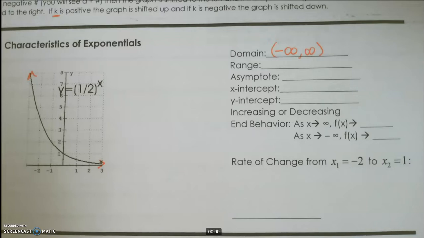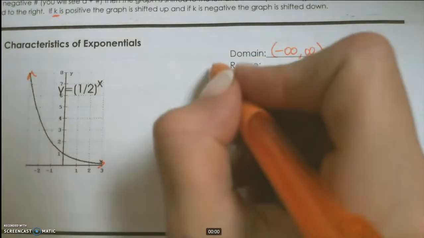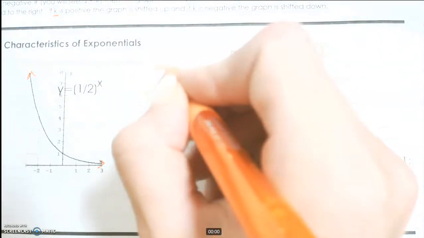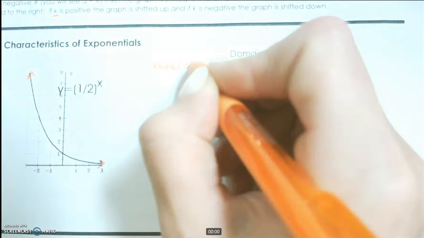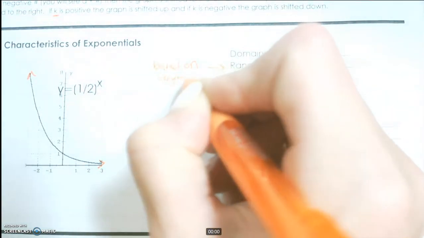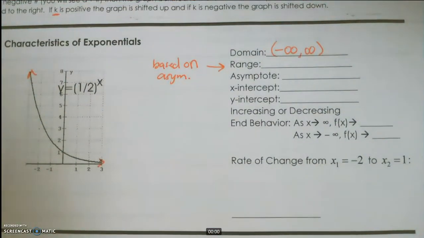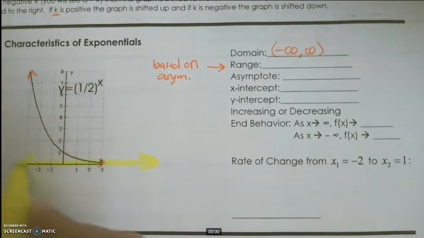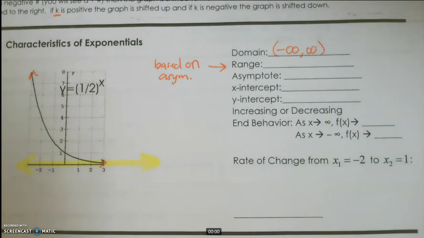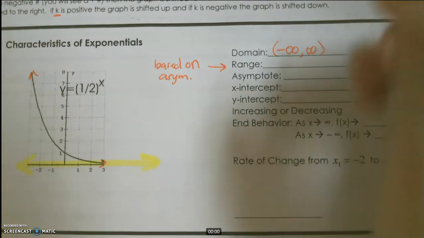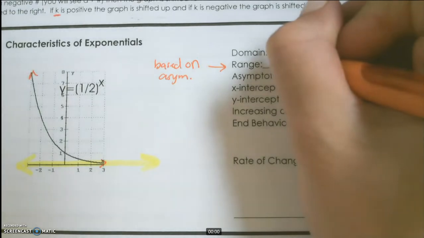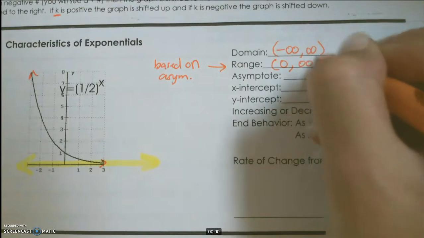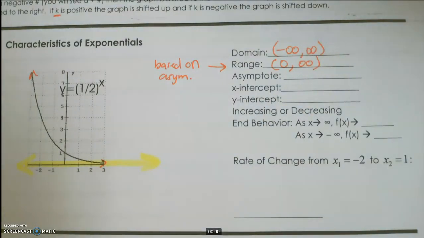But the range is always going to be limited based on the asymptote. So this always is based on the location of the asymptote. Notice that in this case, the asymptote is right here. It's approaching the asymptote, but it's never crossing it. So we will not use the value 0, but we'll use everything above it. So from 0 all the way to positive infinity.